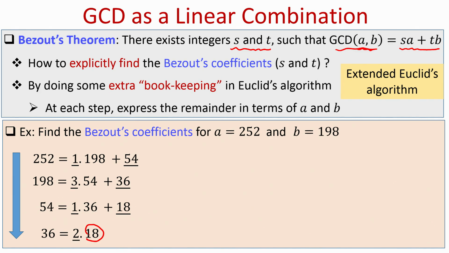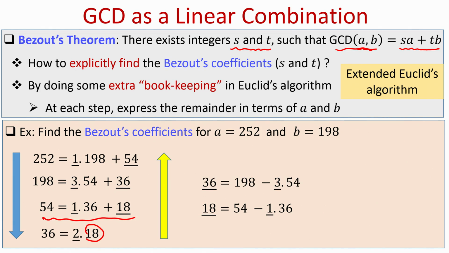Now, your goal is to find the linear combiners so that you can represent the GCD 18 as a linear combination of 252 and 198, and for that we can backtrack here. Based on this equation, I can rewrite 18 as 54 times 1 minus 36, and if I go back one step above, I know that 36 is nothing but 198 minus 3 times 54. So, if I substitute the value of 36 here, then I obtain that 18 can be rewritten as a linear combination of 54 and 198, but that is not my goal.